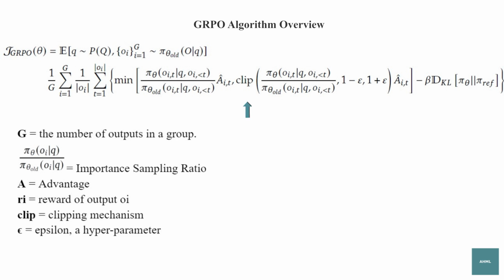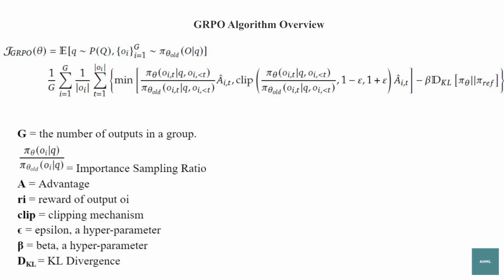The clipping mechanism prevents extreme updates by limiting how much the probability ratio can change. If the importance sampling ratio grows too large, outside 1 minus epsilon and 1 plus epsilon, the update is clipped to avoid instability.